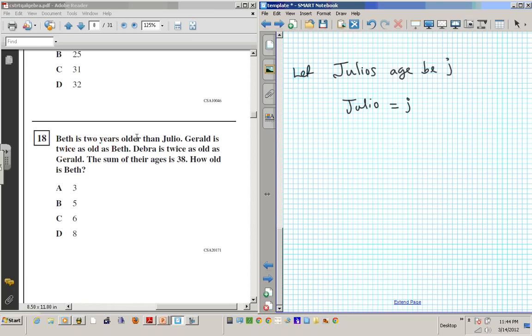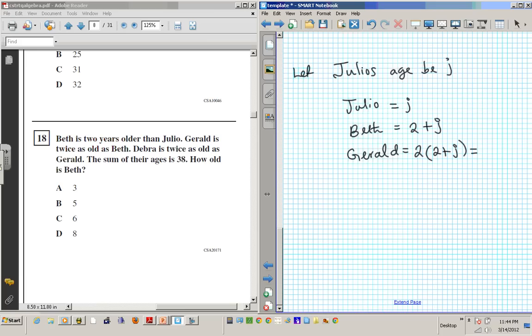Beth is 2 years older than Julio. So Beth is going to be 2 plus J because she is 2 years older. Gerald is twice as old as Beth. But Beth is 2 plus J, right? So I just double what Beth is: 2 times 2 plus J. Okay, because Beth is 2 plus J. So if I do twice Beth, this is what Gerald is.